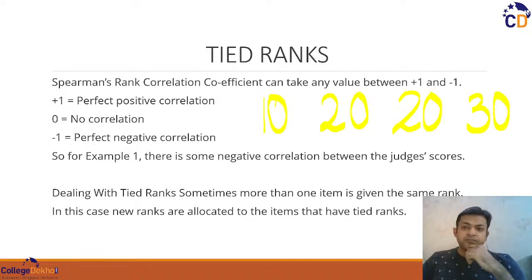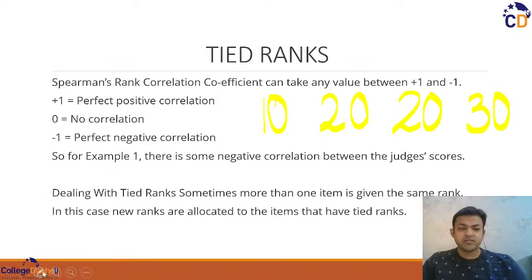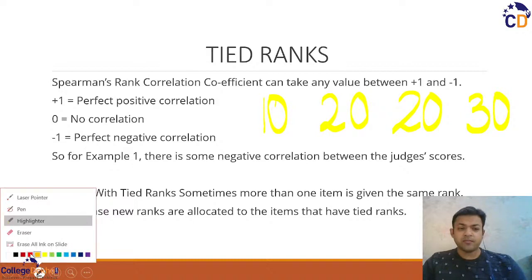So how would we rank these four numbers? When we try to rank these four numbers, it is quite obvious that the number 30, which is the largest, has to be ranked 1. That part is quite obvious. So we now understand that 30 has to be ranked 1.